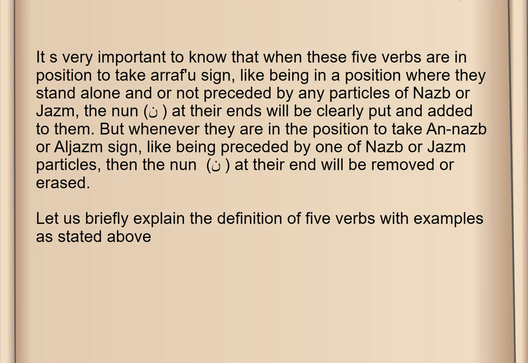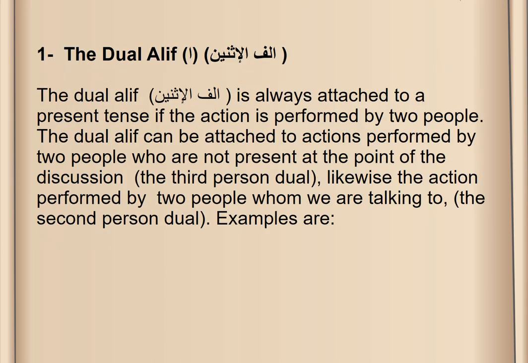Let us briefly explain the definition of the 5 verbs with examples as stated above. 1. The dual alif, aliful isnain. The dual alif is always attached to a present tense if the action is performed by 2 people. The dual alif can be attached to actions performed by 2 people who are not present at the point of the discussion, the third person dual. Likewise, the action performed by 2 people whom we are talking to, the second person dual.